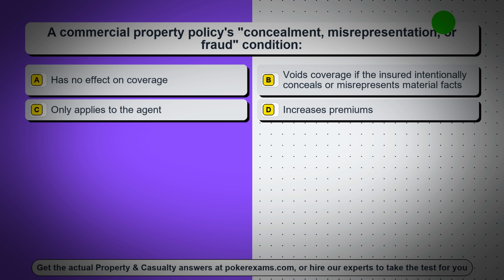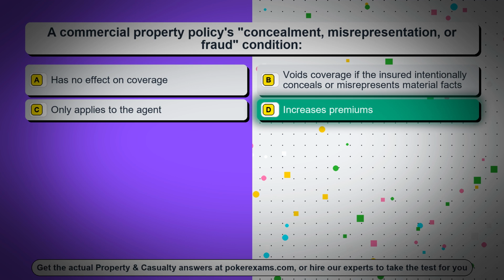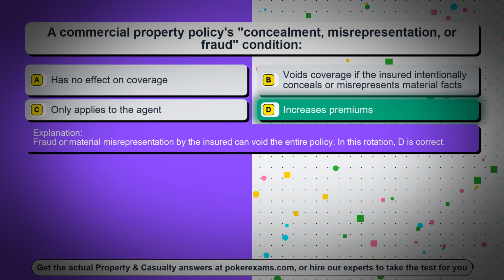Question 65. A commercial property policy's concealment, misrepresentation, or fraud condition, option A, has no effect on coverage. Option B voids coverage if the insured intentionally conceals or misrepresents material facts. Option C only applies to the agent. Option D increases premiums. The correct answer is option D, increases premiums. Fraud or material misrepresentation by the insured can void the entire policy. In this rotation, D is correct.